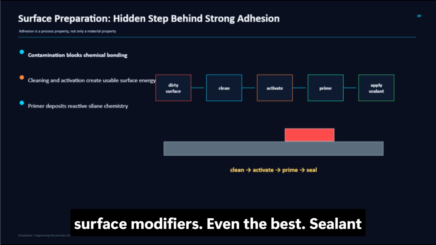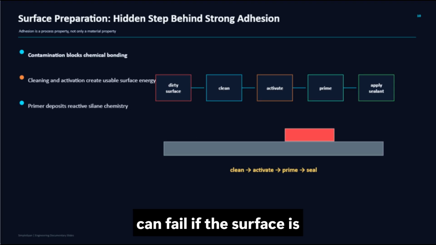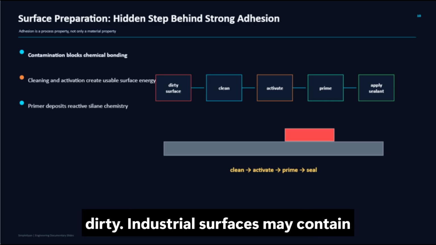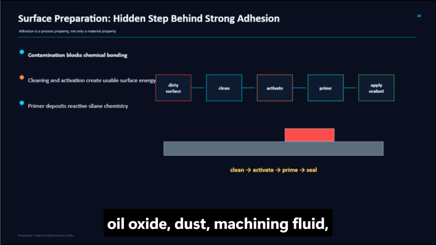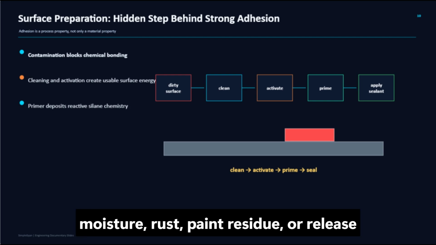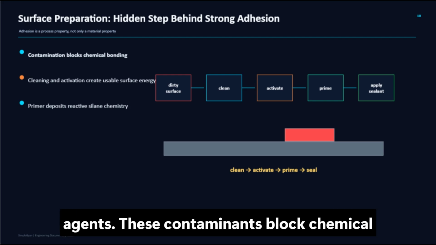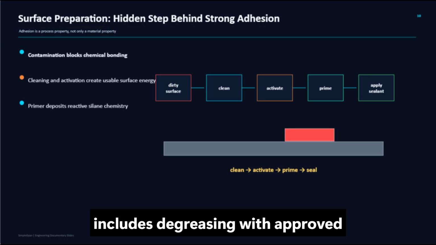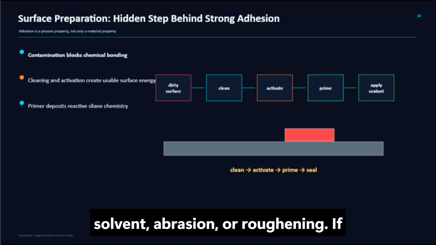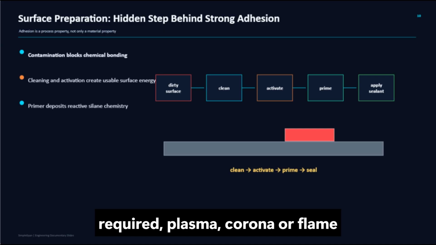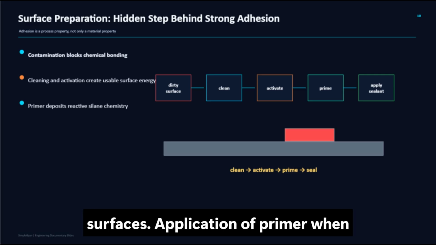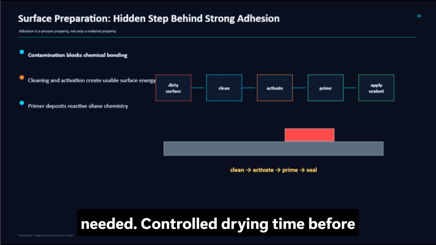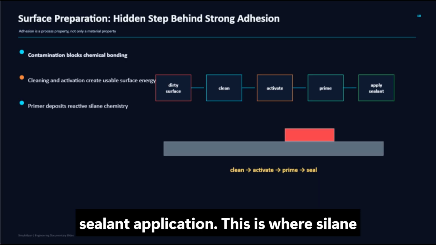Even the best sealant can fail if the surface is dirty. Industrial surfaces may contain oil, oxide dust, machining fluid, moisture, rust, paint residue, or release agents. These contaminants block chemical bonding. A proper sealing process often includes degreasing with approved solvent, abrasion or roughening if required, plasma, corona, or flame treatment for difficult low-energy surfaces, application of primer when needed, and controlled drying time before sealant application.